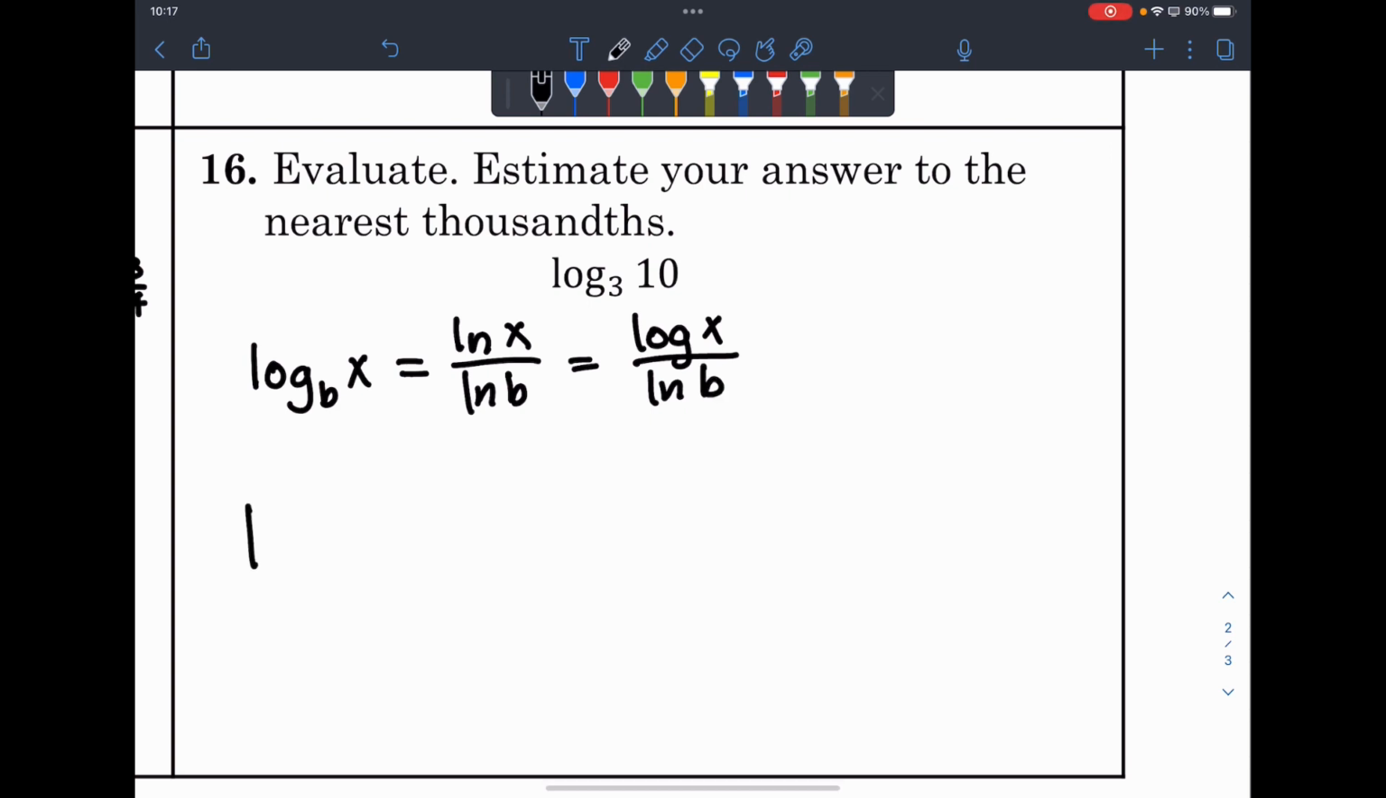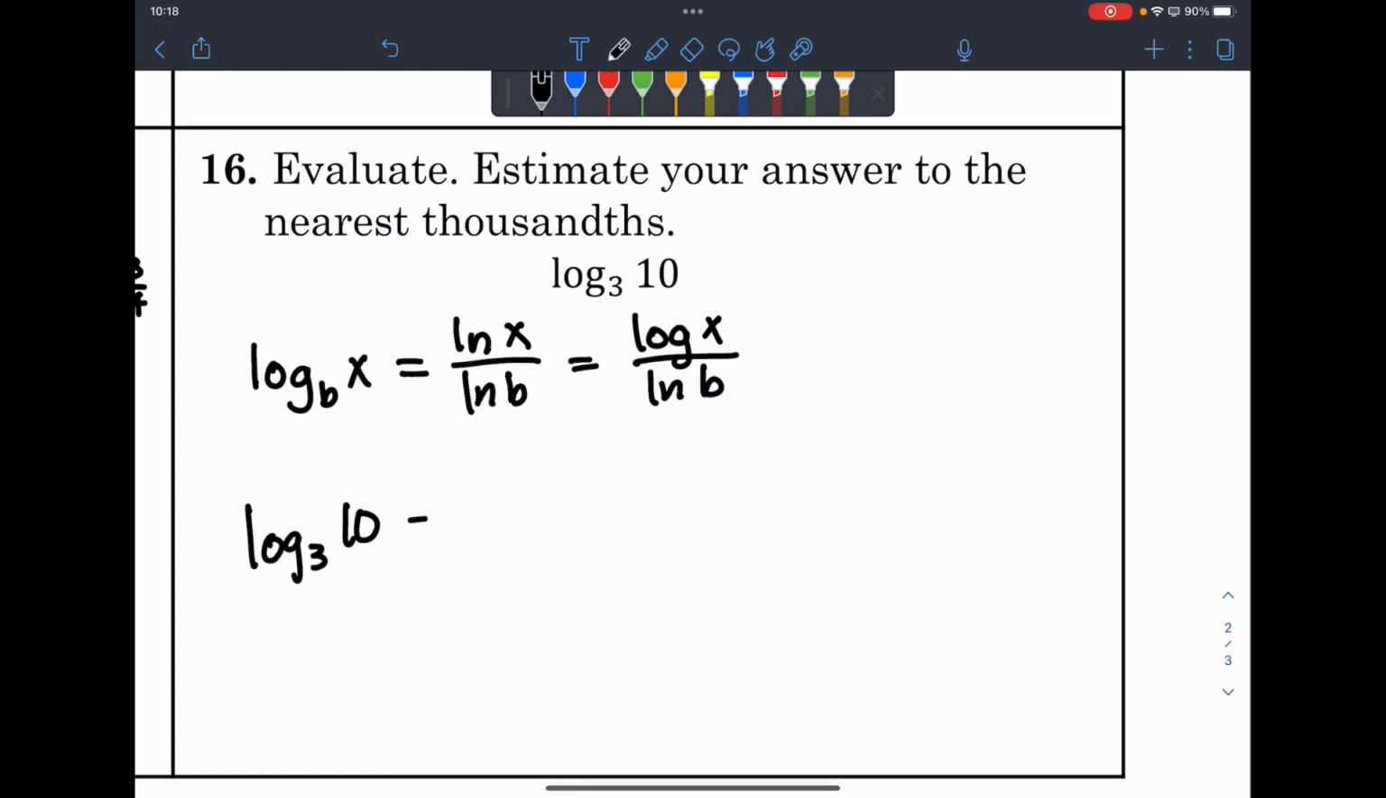So for this example, I can't evaluate this directly because there's no power or factor of 3 that gives me 10. 3 squared gives me 9, and 3 cubed gives me 27. So this value is going to be some irrational number.